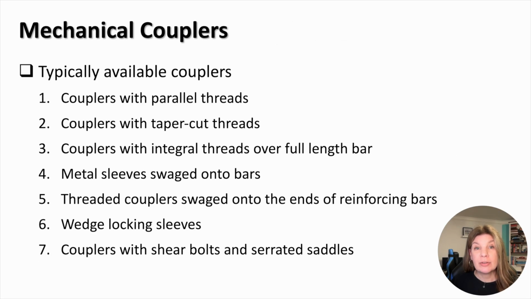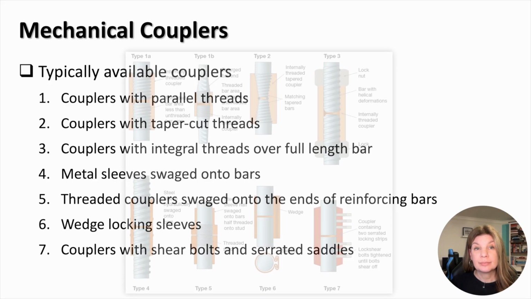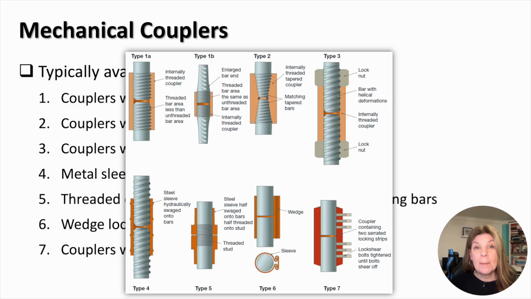Mechanical couplers can transfer load in tension and compression or in compression only. There are several types of mechanical couplers, 7 types of which are listed here. As you can see, bar coupling techniques are based on using bar end threads, threaded studs, hydraulic swaging, wedging, and lock shear bolts.